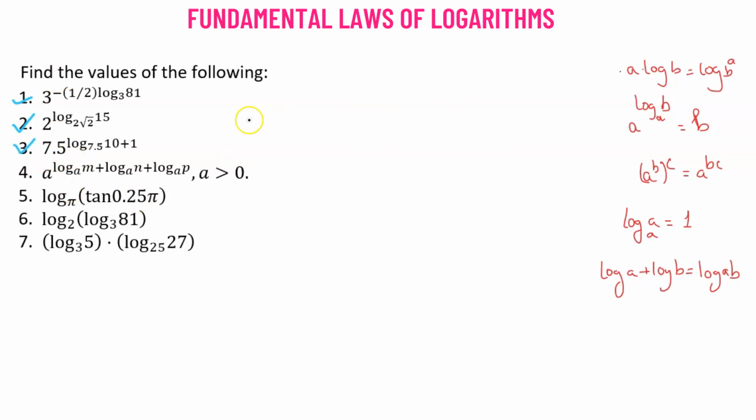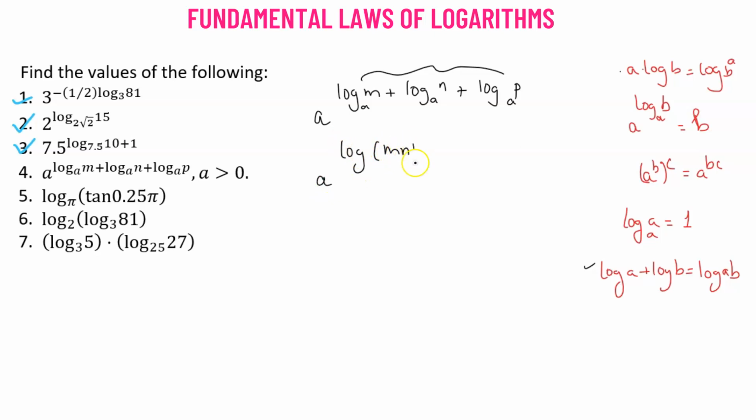So here we have a raised to the power of log of m with base a, plus log of n with base a, plus log of p with base a. So we can combine these three logarithms using this particular property. So we have a raised to the power of log of m n p with the base of a. Then we use this particular property to get m n p.